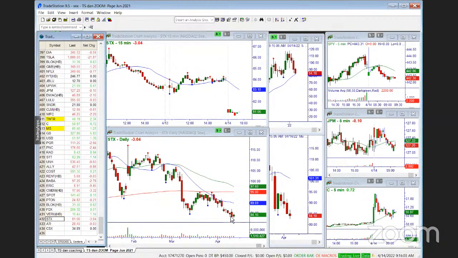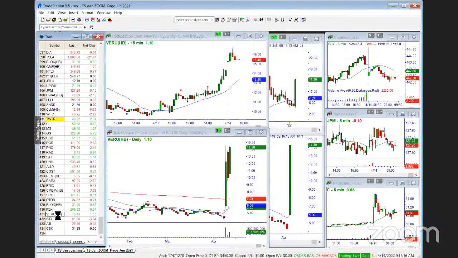STX, I got a downgrade. Wow, that's getting hit. Relative weakness, been in a downtrend, under all the moving averages. This Varu has been on a tear lately. Looks like a day trade toy.